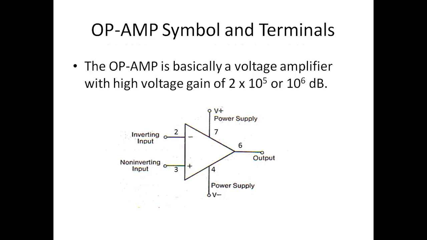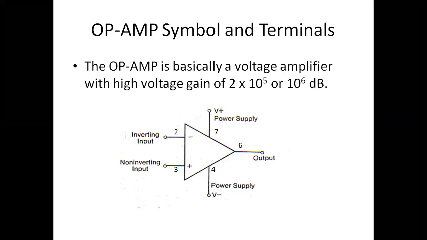If you see the op-amp symbol, it will look like this. Basically, an op-amp is a voltage amplifier with voltage gain. Voltage gain is nothing but the ratio of output voltage to the input voltage. So here we can use the op-amp as a voltage amplifier with a higher voltage gain, that will be 2 into 10 raised to 5 or 10 raised to 6 dB.